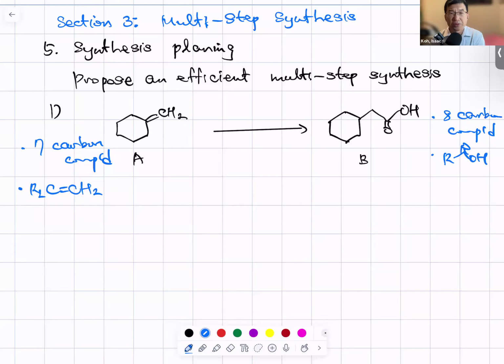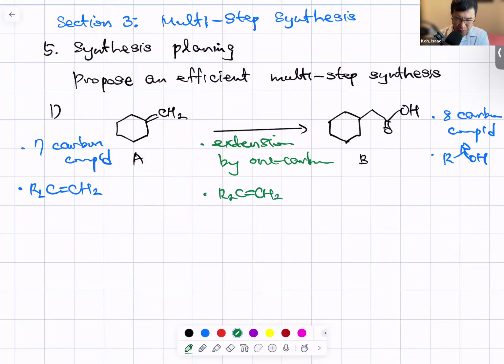So you need to think about two things: how to elongate the carbon skeleton by 1 carbon, and second, how to change the functional group, this alkene, into a carboxylic acid. Think about both at the same time, systematically: elongating the carbon by 1 carbon, and then making a carboxylic acid.